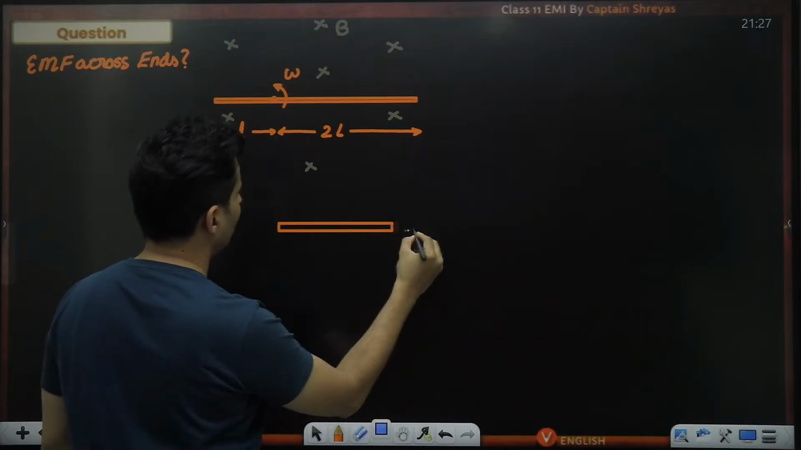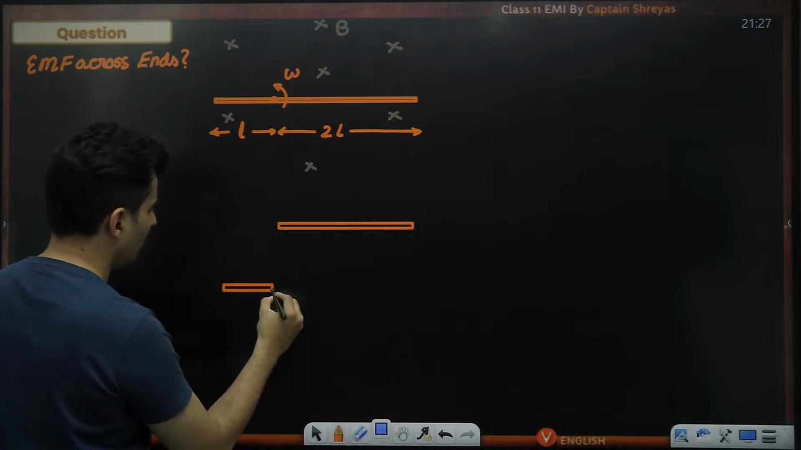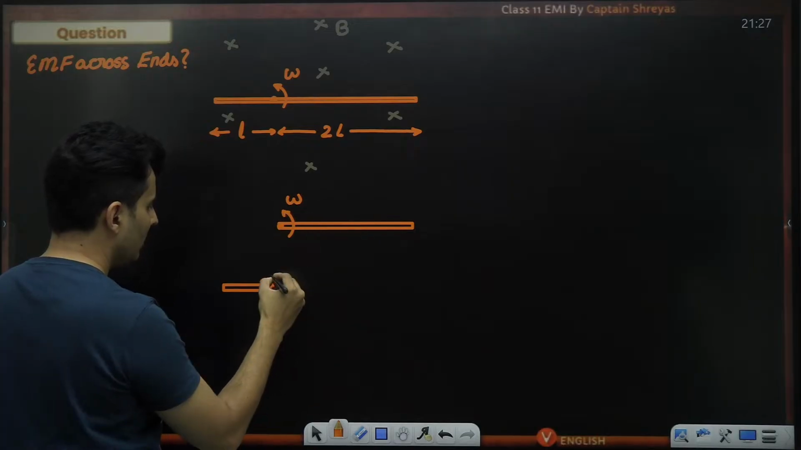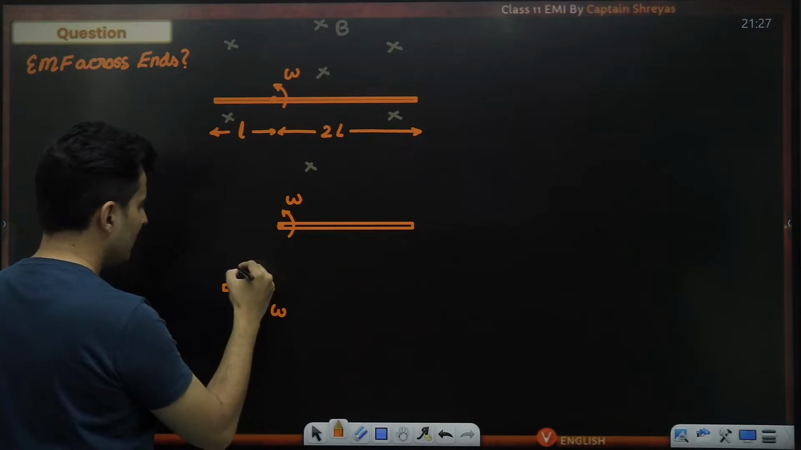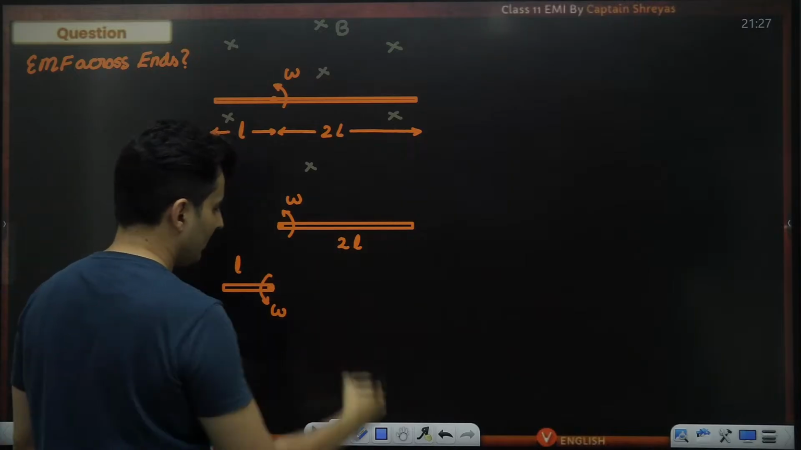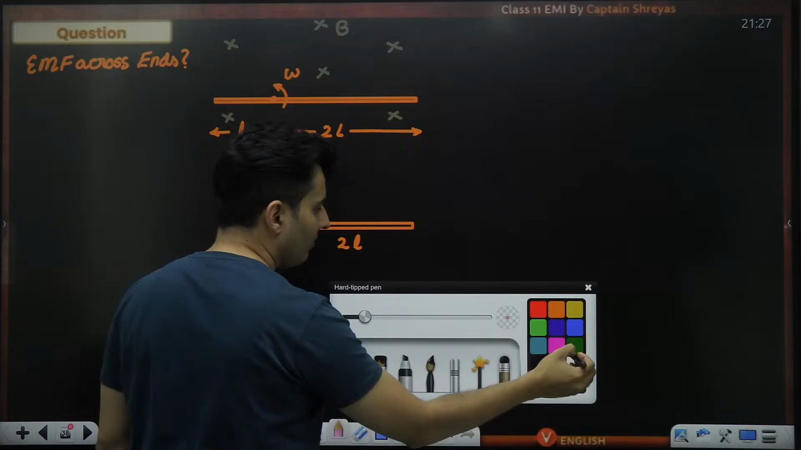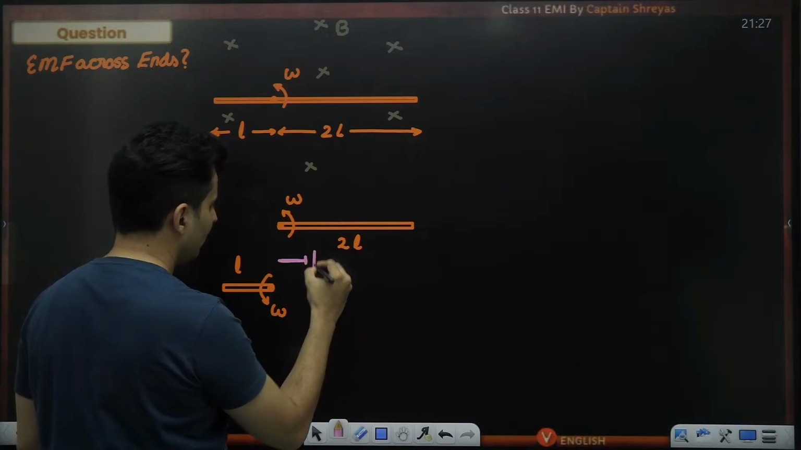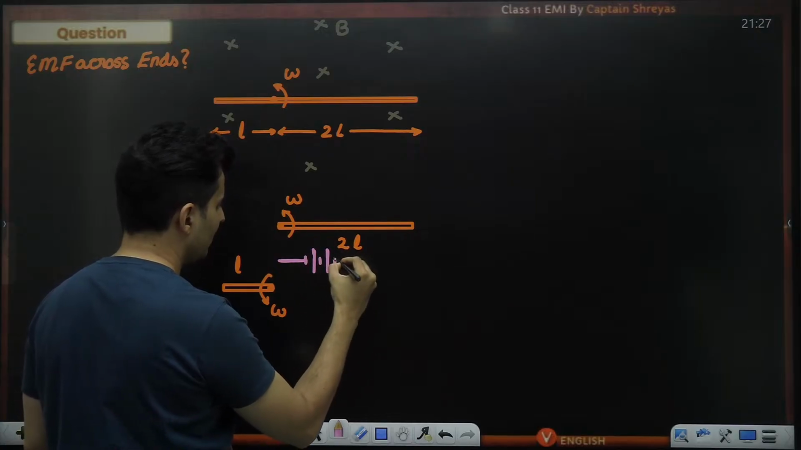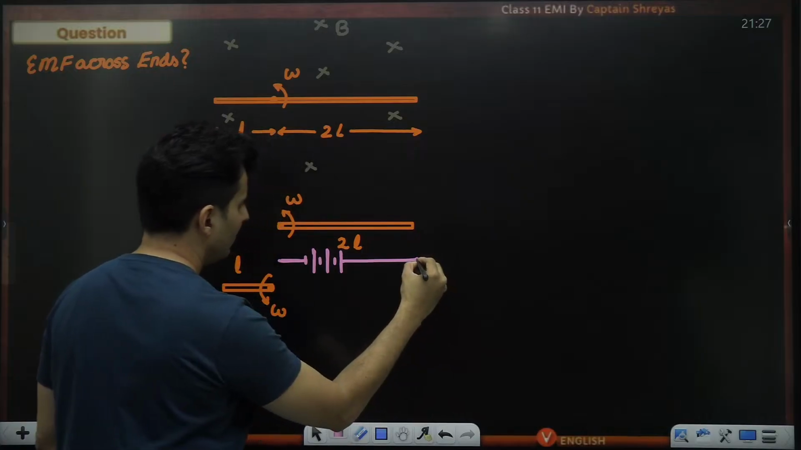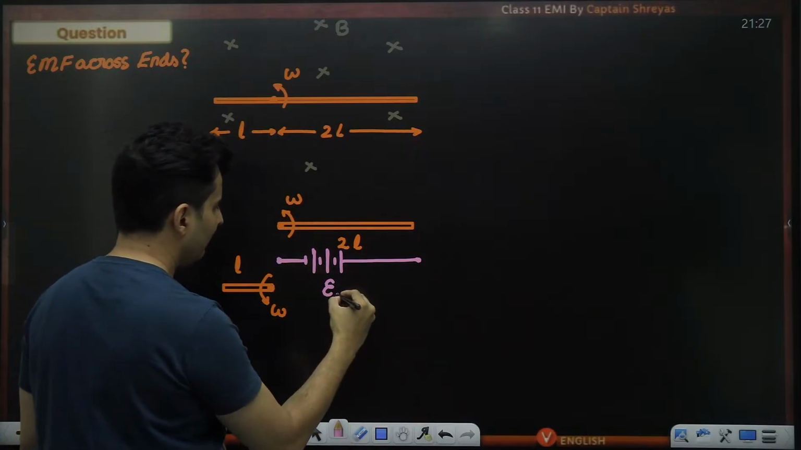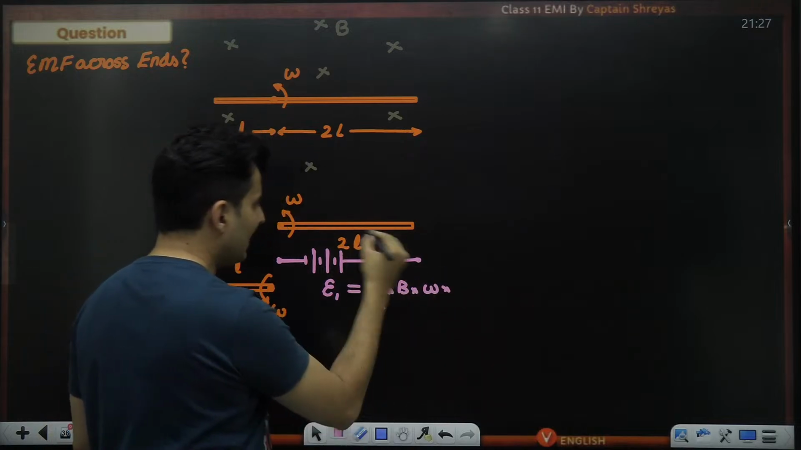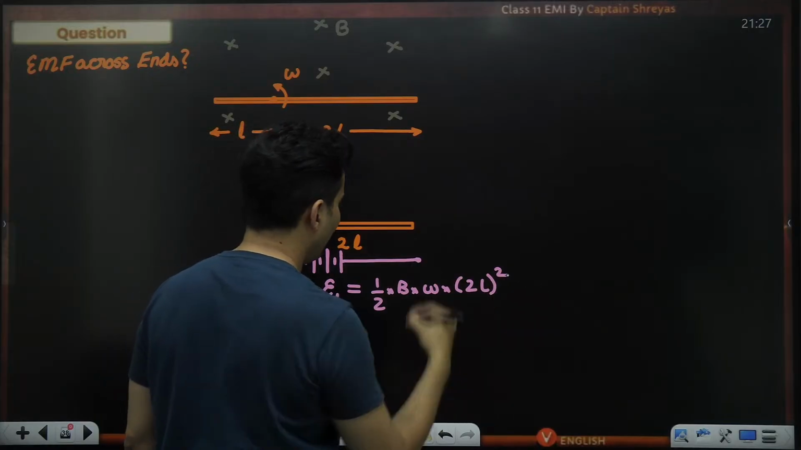This particular rod over here and this particular rod over here. This is hinged over here. This is hinged over here. This is rotating with omega. This is also rotating with omega. This is having length L. This is having length 2L. Now this rod will behave like a battery, like this EMF. But since the length is more, it will be like a bigger battery. And that EMF will be half B omega L square, which is 2L square.